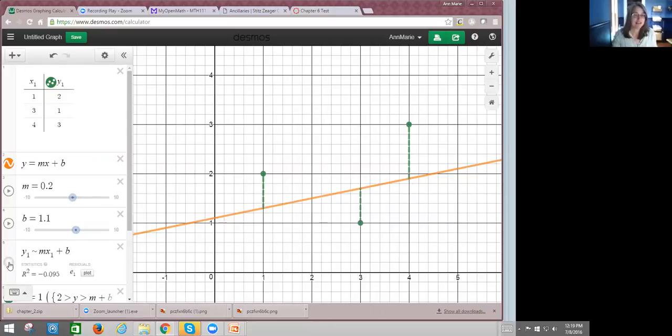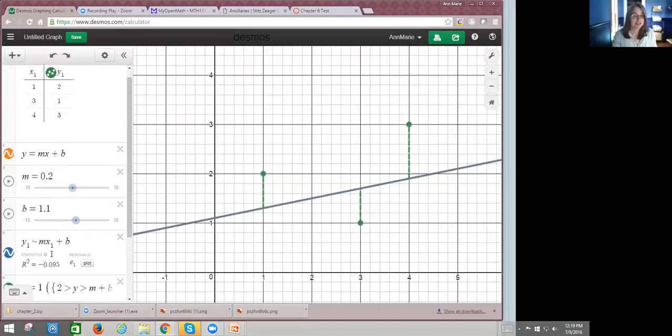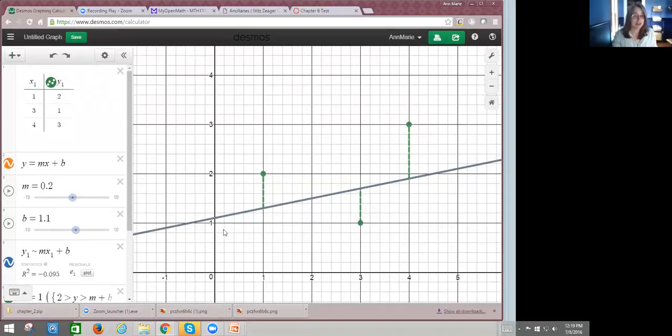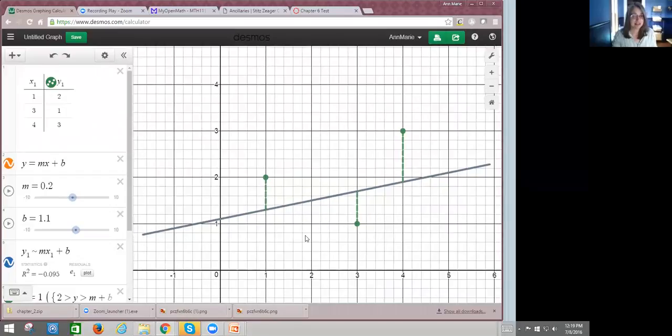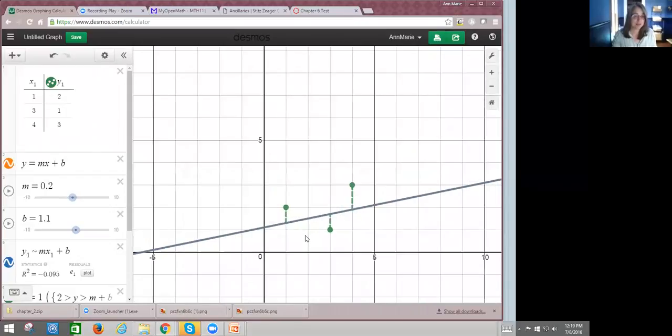And if I let Desmos do it, Desmos will find the line that minimizes that error. Now, this data set is not very linear, so it doesn't look very good, but this is the line that best fits all 3 of these data points.